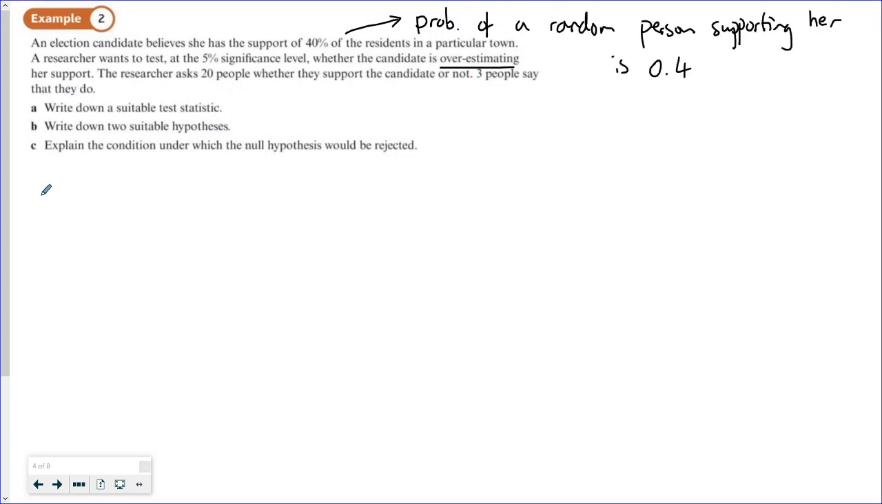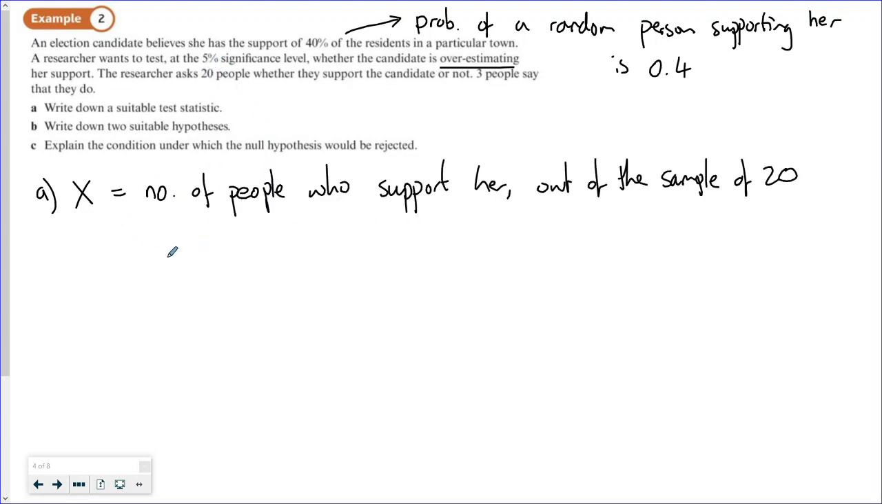So let's write down what the test statistic is then. The data that we're going to get as statisticians to test this claim is this: the researcher is going to ask 20 people and count how many of them support the candidate. So X is going to be a random variable because we don't know what it is until the researcher conducts their survey, and it's going to be the number of people that support the candidate out of a sample of 20. And X is random because we don't know the 20 people that we're going to ask until the researcher actually goes out.